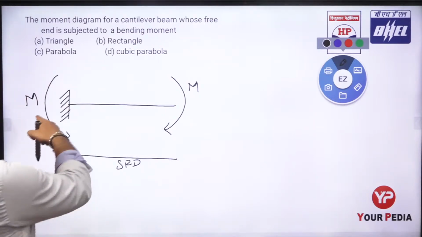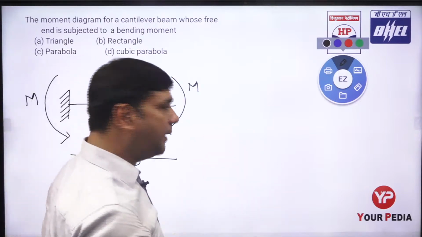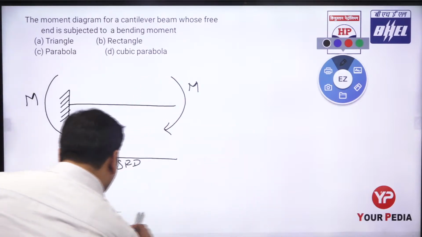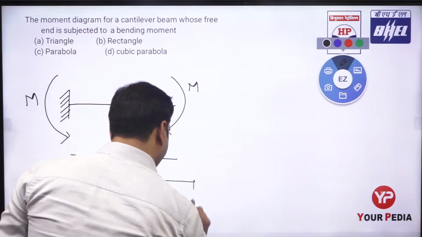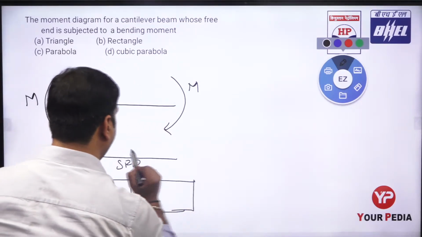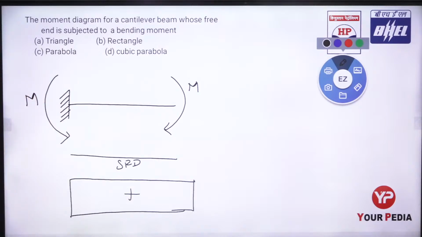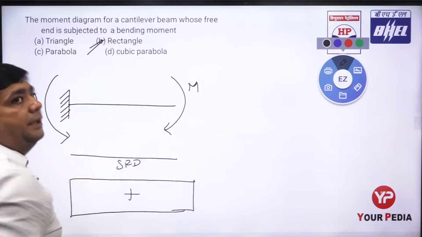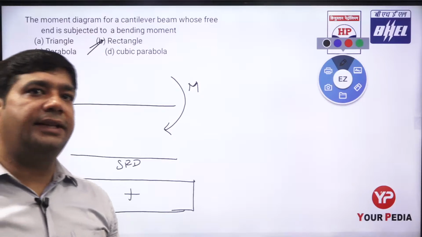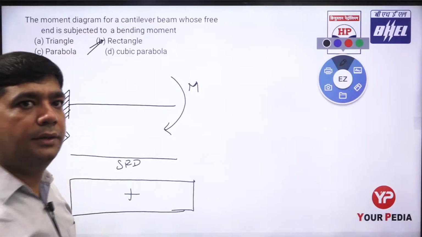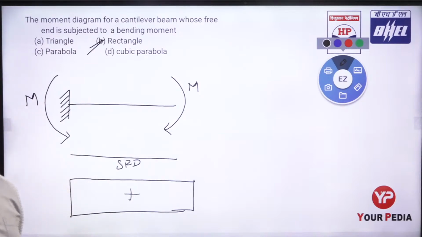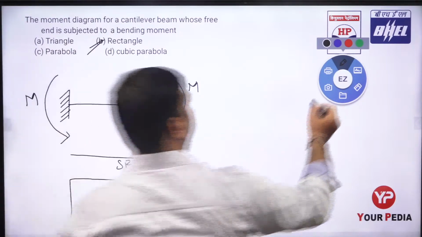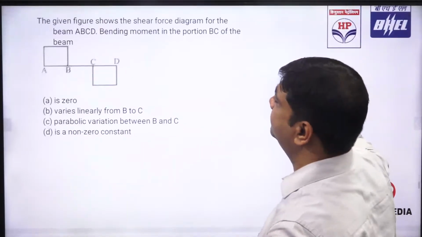So the reaction is also opposite to the applied one. If I draw the bending moment diagram, it looks like a rectangle. So the answer is B. Is this clear to you? Okay. Someone gave the answer A. Most of you gave the answer B. Okay. Let's solve the next one.